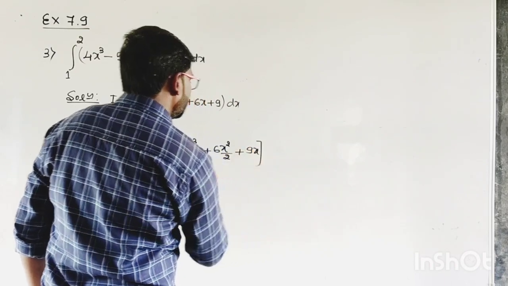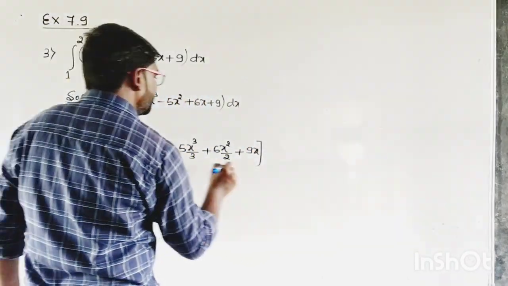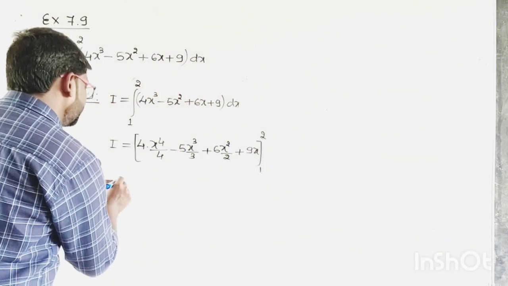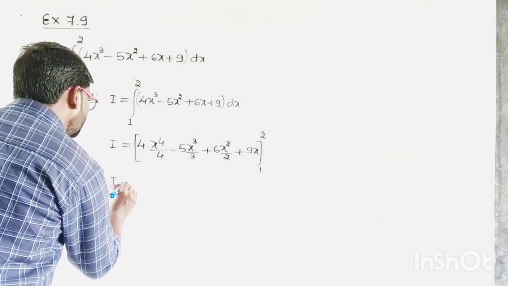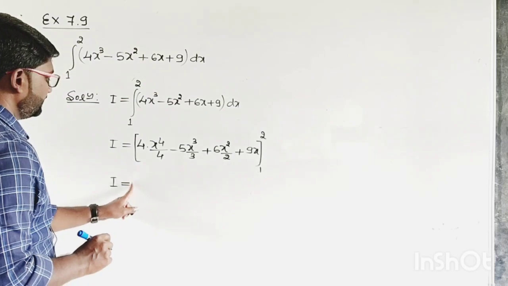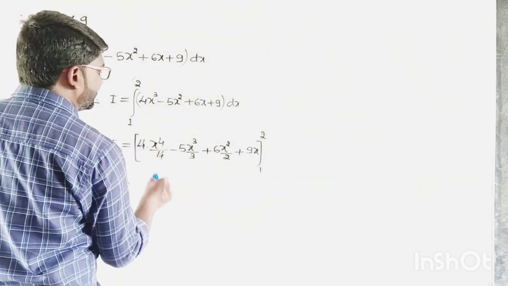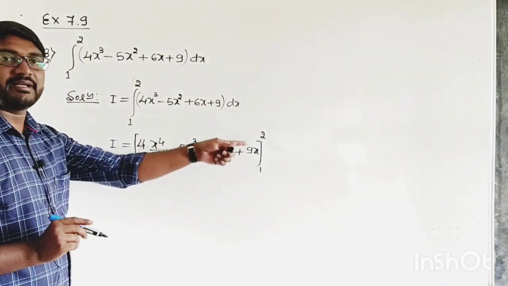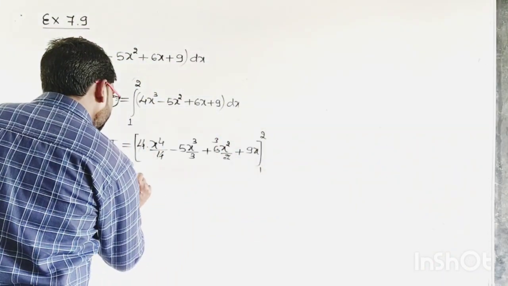So here we have to write the lower limit and the upper limit 1 to 2, then I which is equals to, so we'll simplify this now, 4 and 4 get cancelled. In the next step we'll apply the limits.